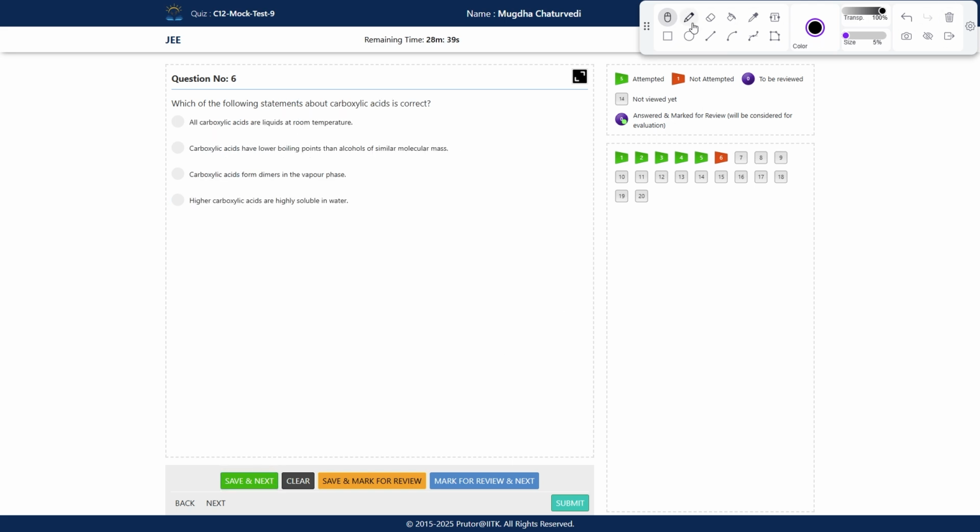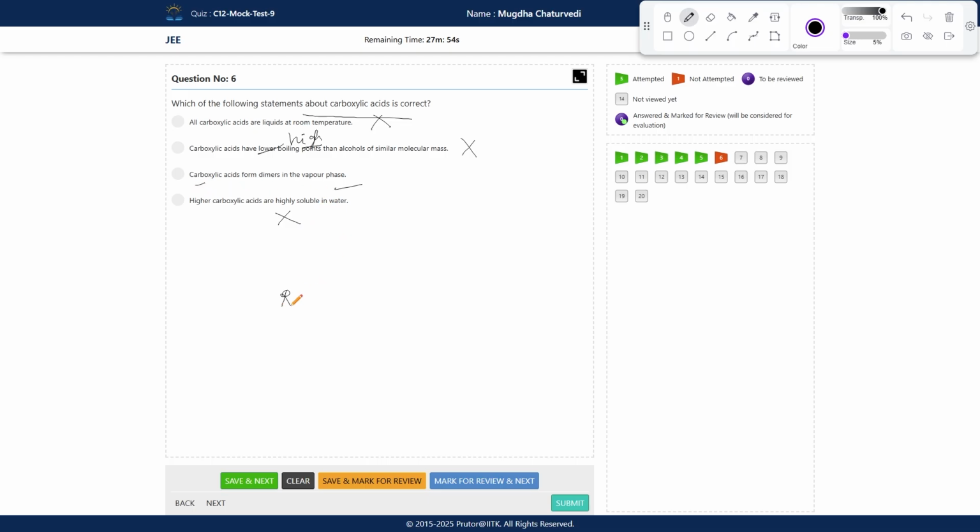Now let us see the next question. Which of the following statements about carboxylic acid is correct? All carboxylic acids are liquid at room temperature. No, this is wrong. Carboxylic acids have lower boiling points than alcohols of similar mass. This is also wrong; carboxylic acids have higher boiling points compared to alcohols of similar molecular mass. Carboxylic acids form dimers in the vapor phase. Yes, this is absolutely correct. Higher carboxylic acids are soluble in water. This is also wrong. So the correct option is option C.